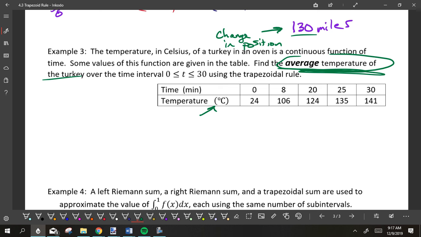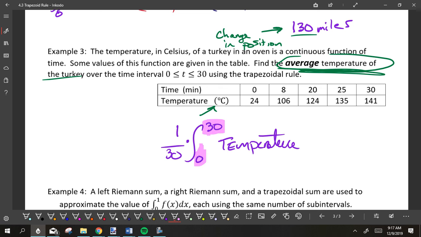If I gave you test scores and wanted your average test score, what would you do with your test scores? Add them up and divide. So if I want to know the average temperature, I'm going to add them up from 0 to 30 of our formula, of our temperature. That will not tell you the average temperature. What are you going to have to do with that to find the average temperature? Times by 1 over 30. Because the span from 0 to 30 is 30. Okay, it's 30 minutes. That's what we're going to divide by there.